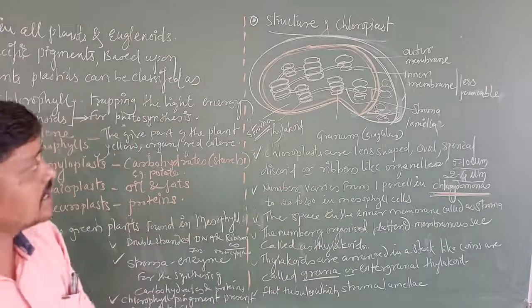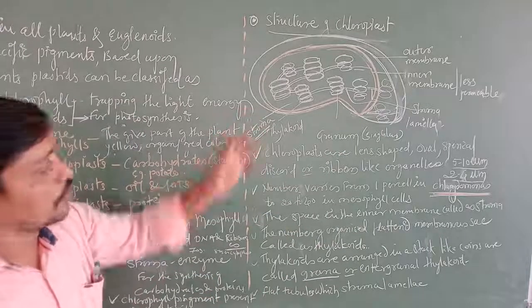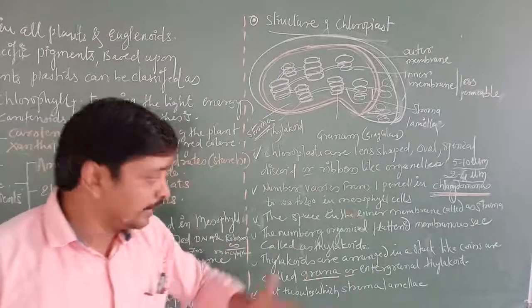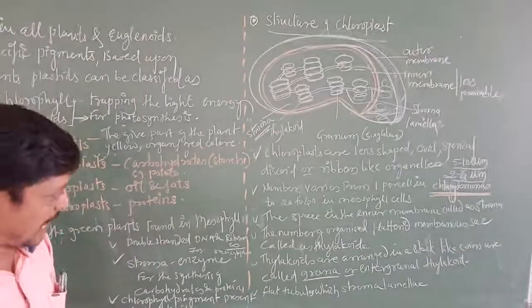The number varies from 1 per cell in Chlamydomonas to 20 to 40 in mesophyll cells. This is about the number of chloroplasts which are present from Chlamydomonas to the higher plants.